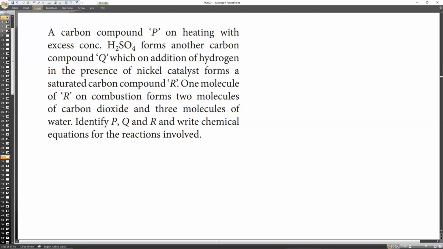Do this question, please. A carbon compound P on heating with concentrated H2SO4 forms another compound Q, which on addition with hydrogen gas in the presence of nickel catalyst forms a saturated hydrocarbon R. 1 mole of R on combustion gives 2 moles of carbon dioxide and 3 moles of water. Find P, Q, and R and write the chemical reactions involved.